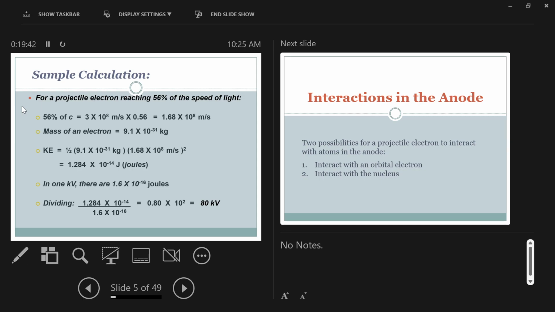You get your 0.80, and then you get your 10 to the 2, and your answer is 0.8 times 10 to the 2 kV, or 80 kV. 0.8 times 10 to the 2 says shift this decimal point 2 places to the right. 80. Okay? Questions here?